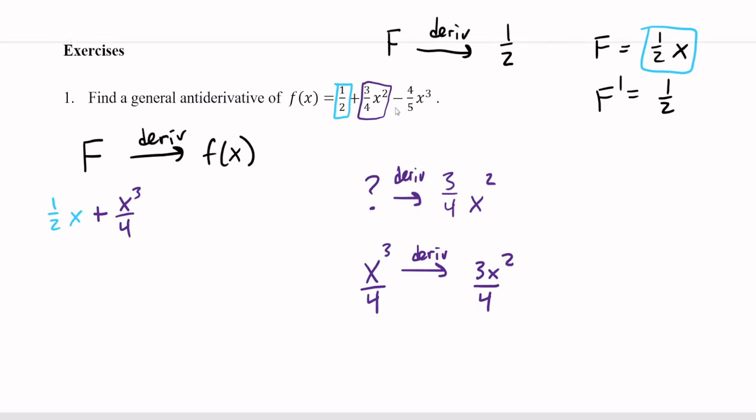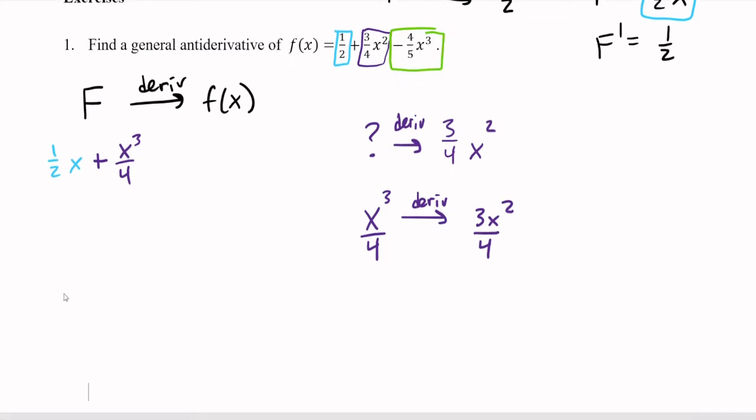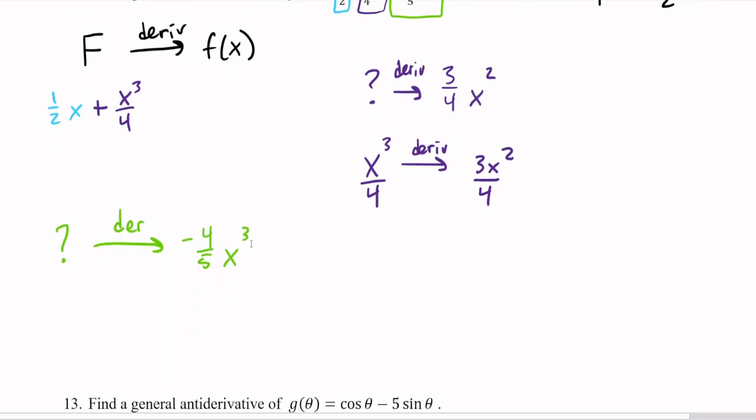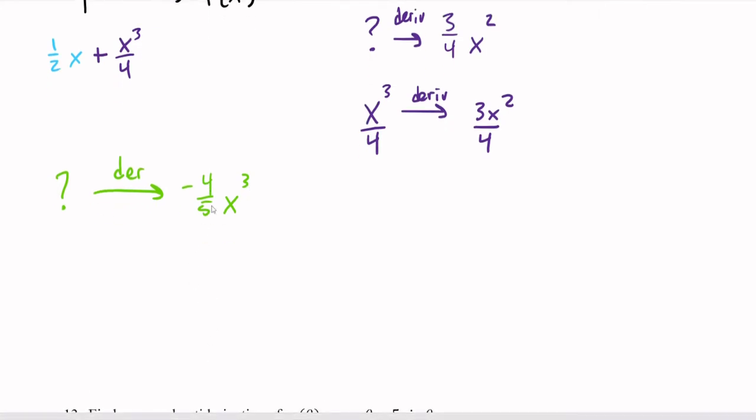And then lastly, we've got this other piece here. We'll do this in green. We've got a negative 4/5 x cubed, right? So we are sitting here. What function, when I do the derivative, gets me down to negative 4/5 x to the third? And again, let's just ignore for a second the constants. We'll deal with that in a second. It's all about this power, right? So it's all about this power. So x cubed, how do I get down to that? I have to have started with x to the 4th.